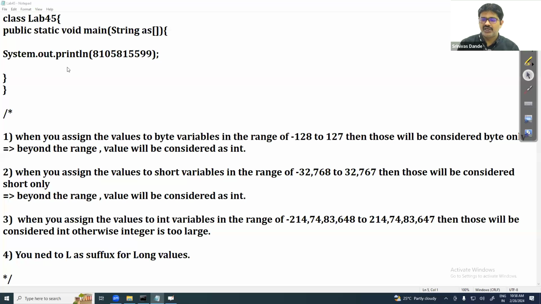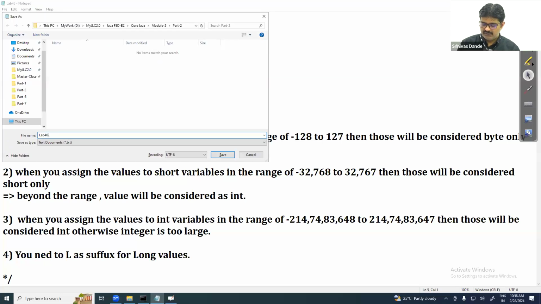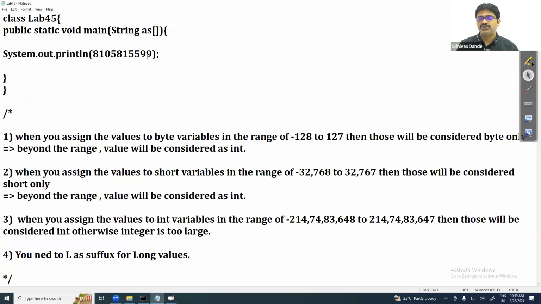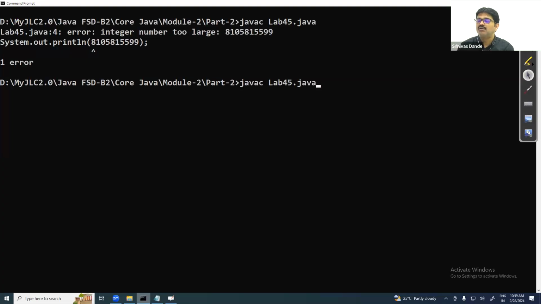Now, how to solve the error? Always use L at the end. So when you're declaring mobile numbers in the application, what do you have to do, guys? Mobile numbers have to use L. Long. Mobile number data types you always declare as long only. 46 is the long.